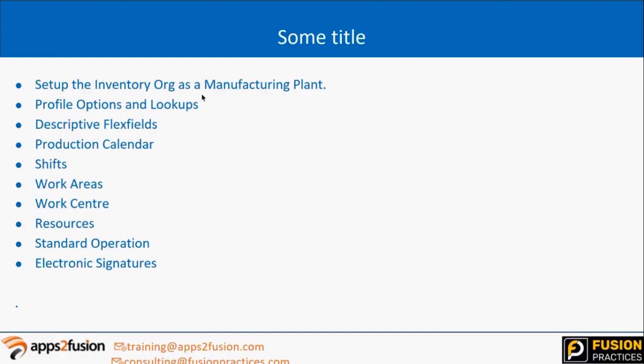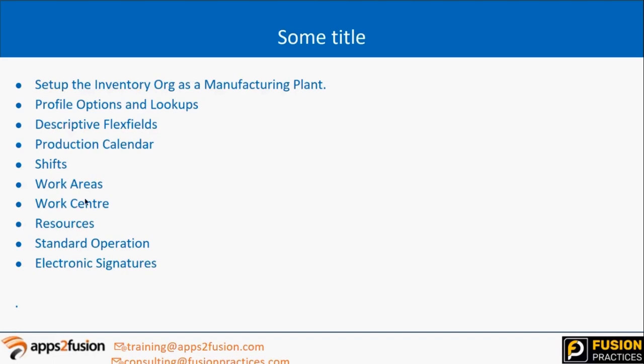So you create a plant, you have a plant parameter setup. If you have any profile options, or special lookups, if you need additional fields, you define them as DFFs, called descriptive flex fields. You have a production calendar, which is associated to your plant. That production calendar takes your shifts into account, and for the particular plant, you define the work area, the work center where a specific job is done.